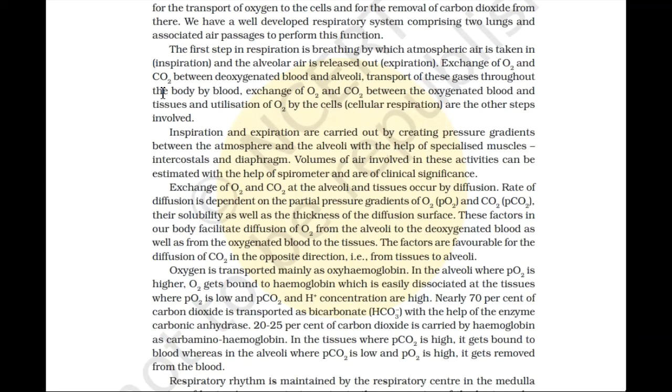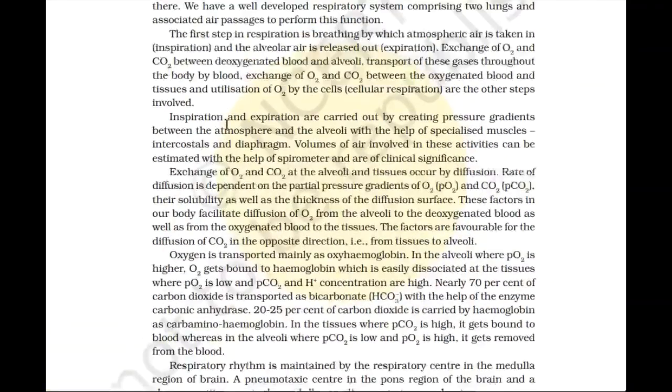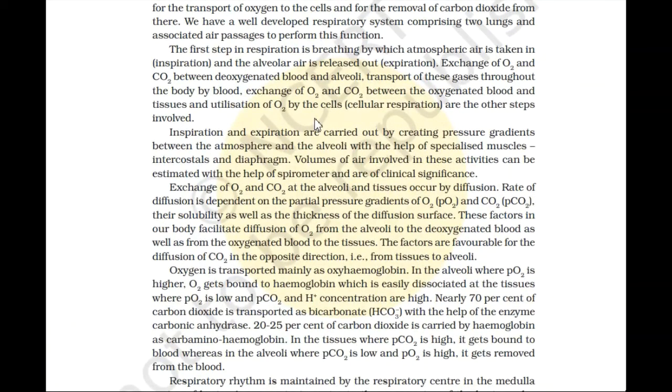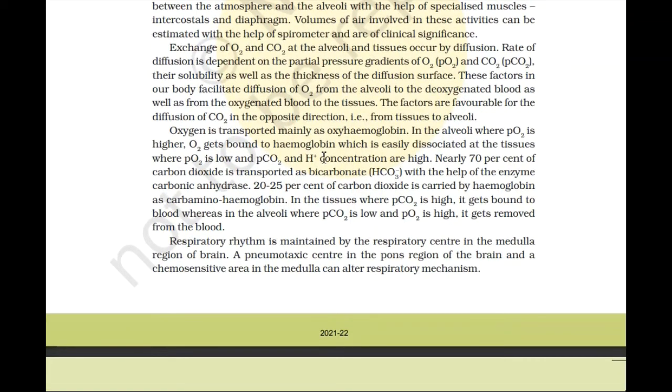Transport of these gases throughout the body by blood. Exchange of O2 and CO2 between the oxygenated blood and tissue. And utilization of oxygen by the cells, cellular respiration, are the other steps involved. Inspiration and expiration are carried out by creating a pressure gradient between the atmosphere and alveoli with the help of specialized muscles, intercostals and diaphragm. Volume of air involved in these activities can be estimated with the help of a spirometer and is of clinical significance. Exchange of O2 and CO2 at the alveoli and the tissue occurs by diffusion.